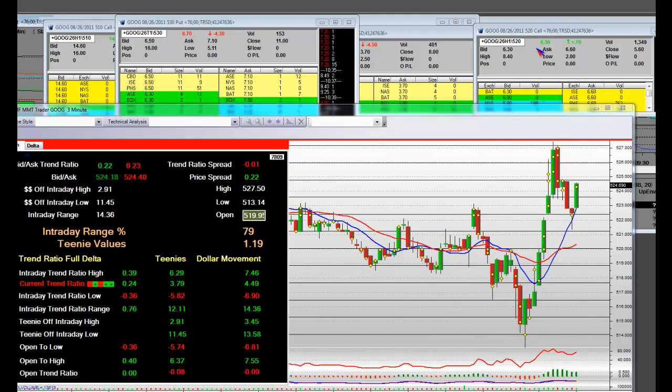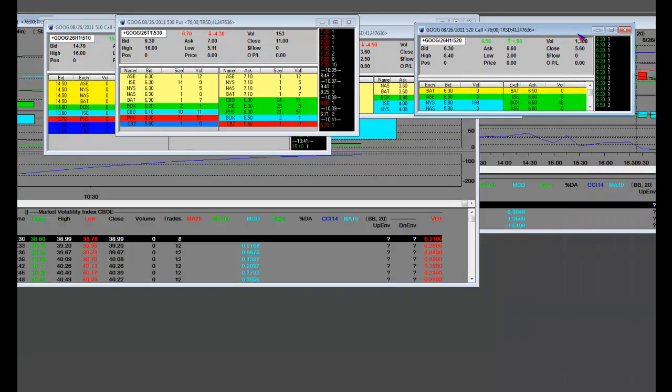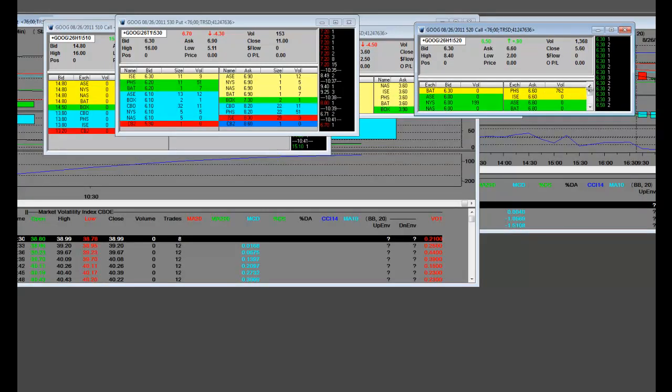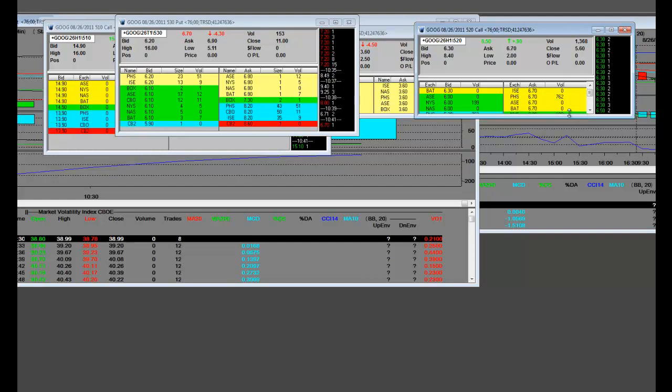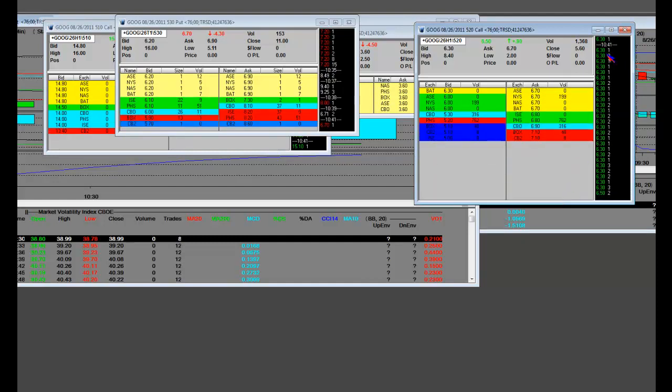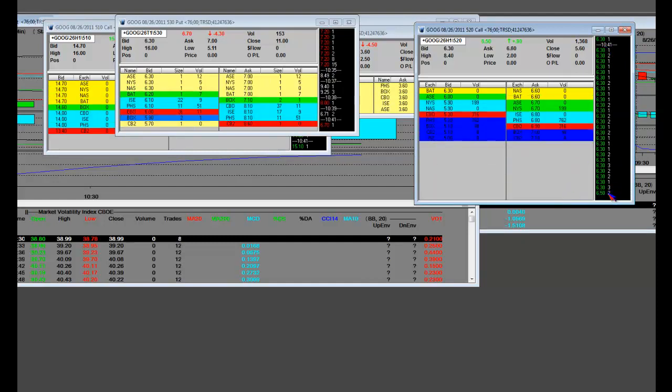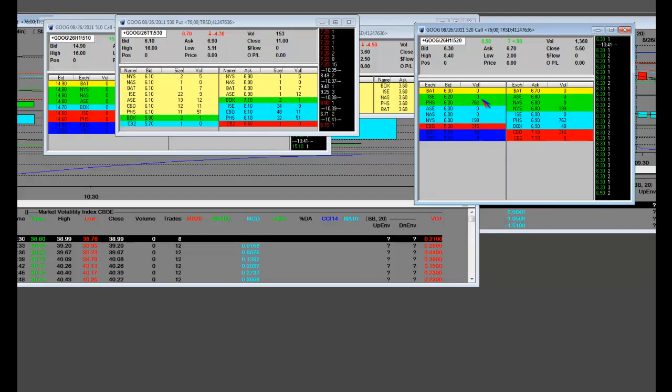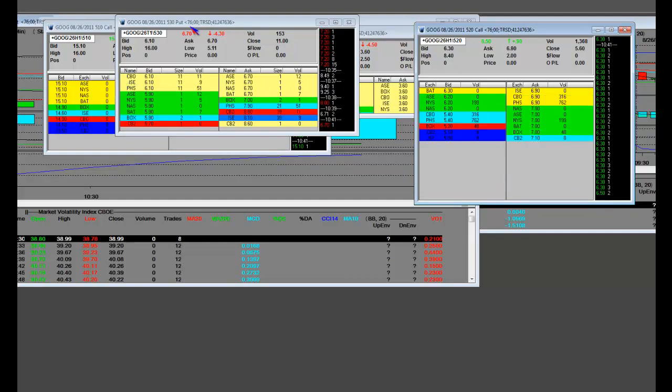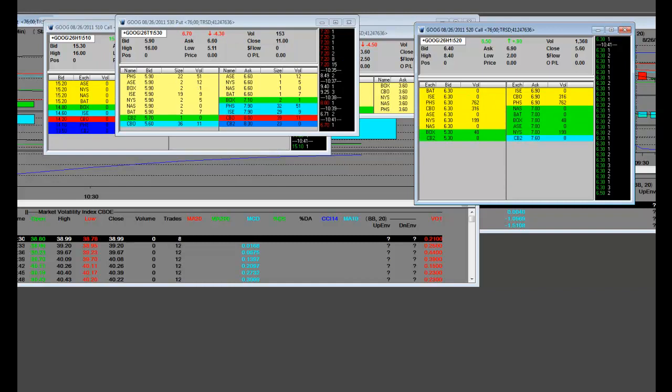And right now, that 520 call is printing at 630 by 660. 630's printed, right here. Look. Somebody just printed a 50. That's the 520 call. This over here is the 530 put.